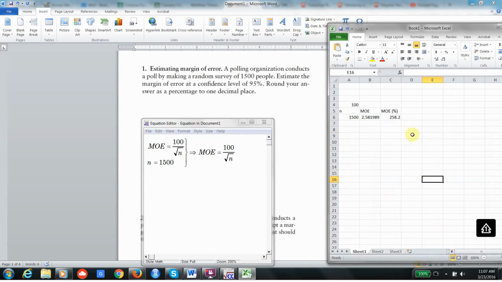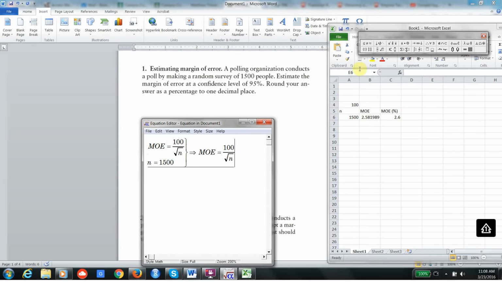And here we go. This is already to a decimal place. Never mind. Usually when you use the formula, it's not actually percentages, it's usually a decimal. But the way this formula is set up, it's already a percentage, so we don't have to multiply it by 100. Okay, so our answer ends up being 2.58, which I'm going to round to 2.6.